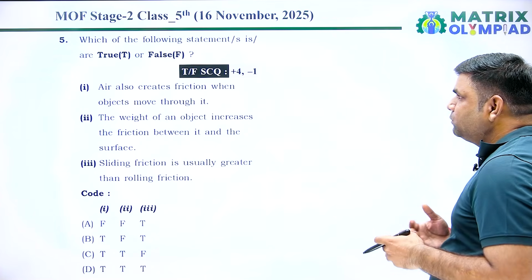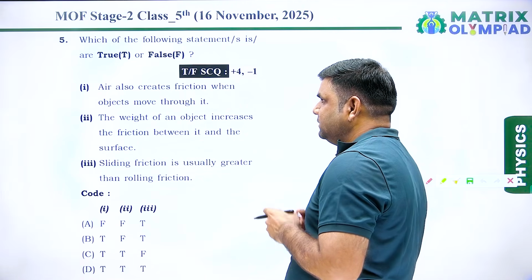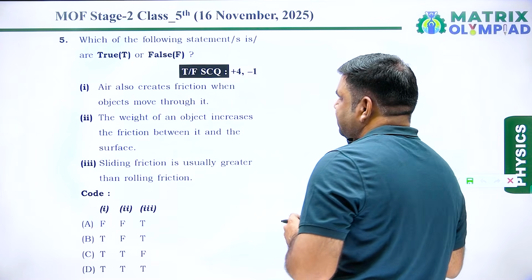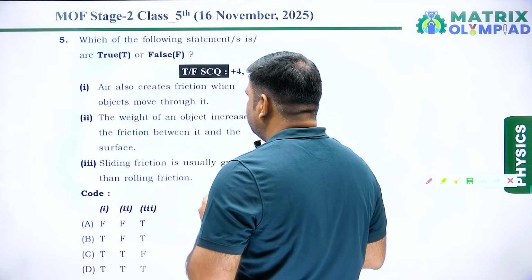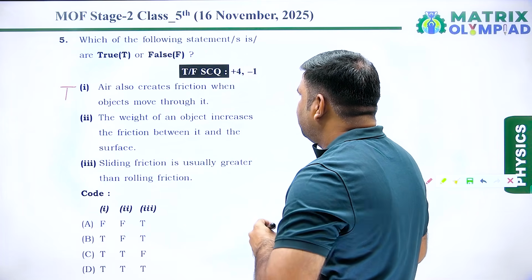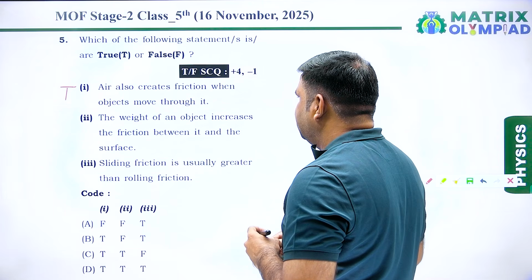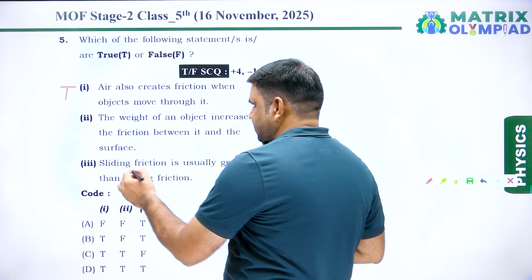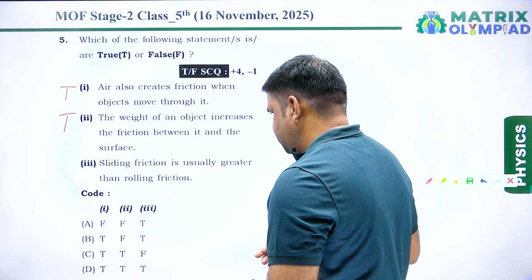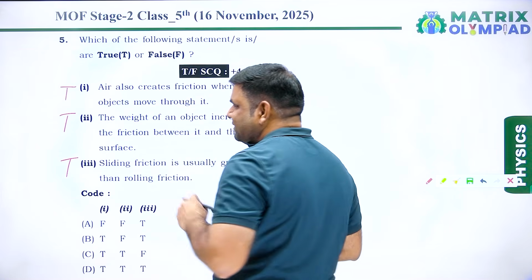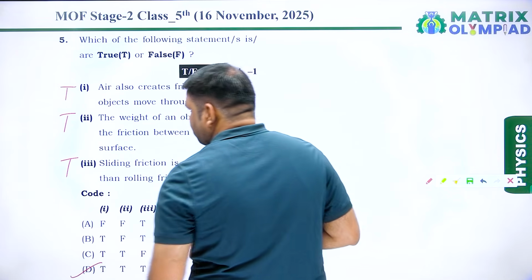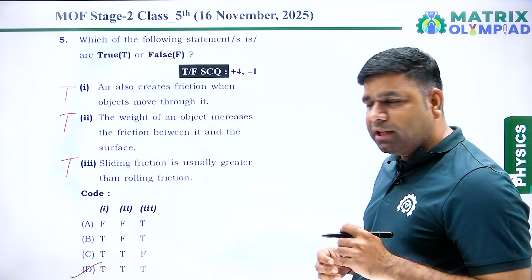Question number 5 is based on true and false. We have to choose which statement is true or which one is false. Let's start. Air also creates friction when objects move through it, yes. Air resistance takes place. So the first is true. The weight of an object increases the friction between it and the surface, yes. It is also true. Sliding friction is usually greater than rolling friction, yes. It is also true. So all the 3 statements are true in question number 5. So our correct option is option number D for question number 5. Let's move to another question.